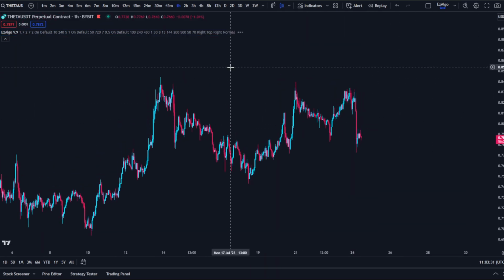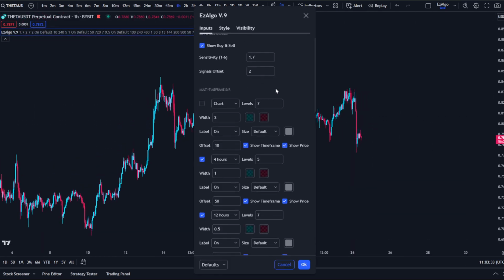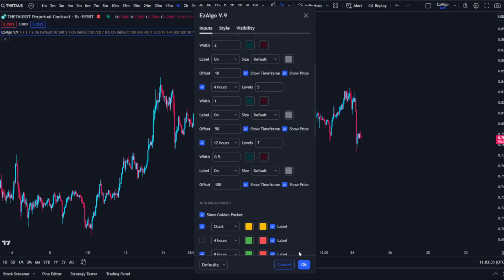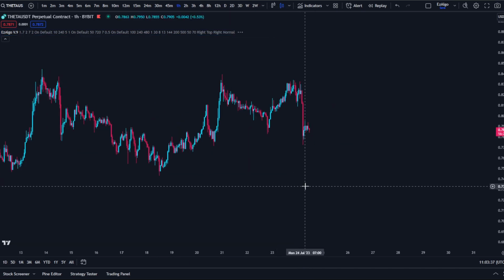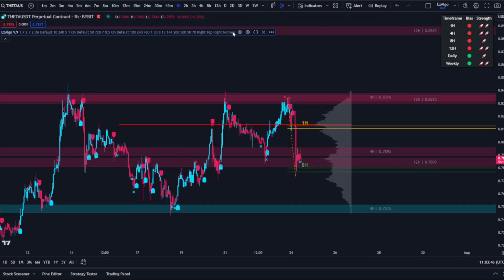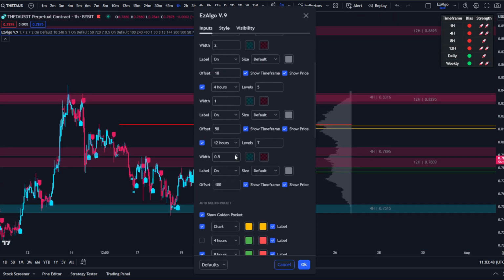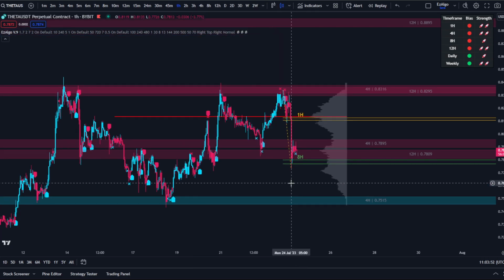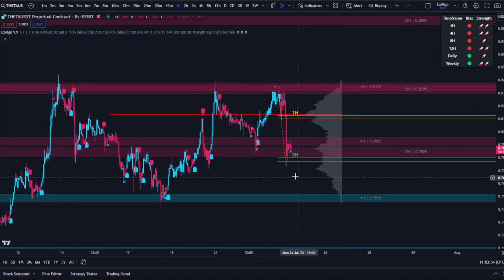Right now, let's go to the 1 hour time frame. I have the 4-hour and the 12-hour support and resistance zones toggled on. So let's see how that looks. Right, so this looks a little bit better, right? The zones are a little bit smaller. That's because I turned down the width of the 12-hour zones to 0.5, and I kept the 4-hour zones on a width of 1.